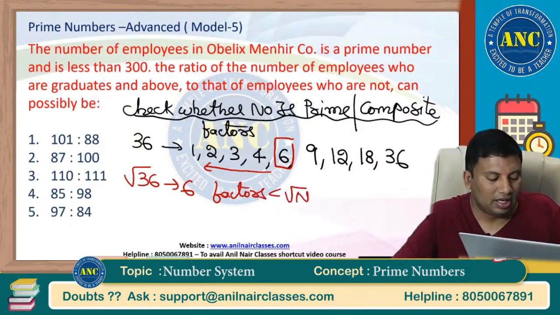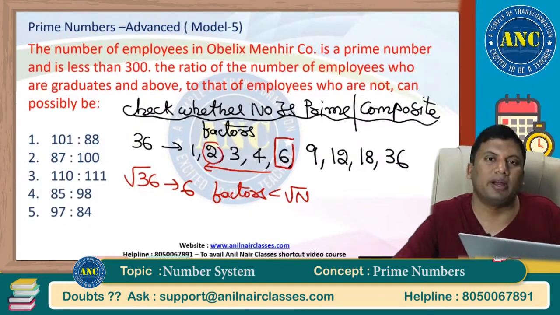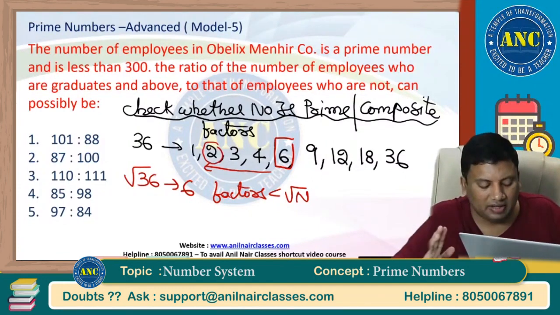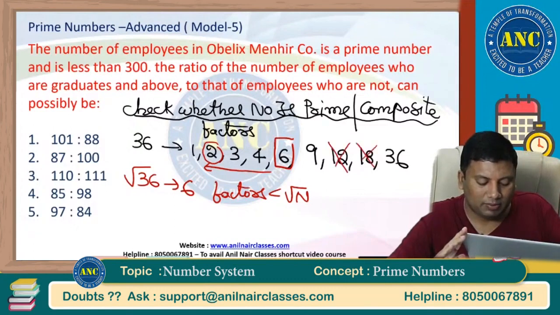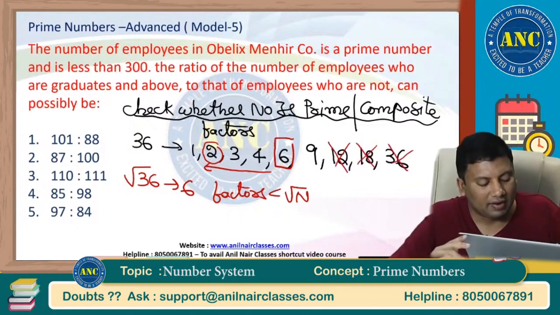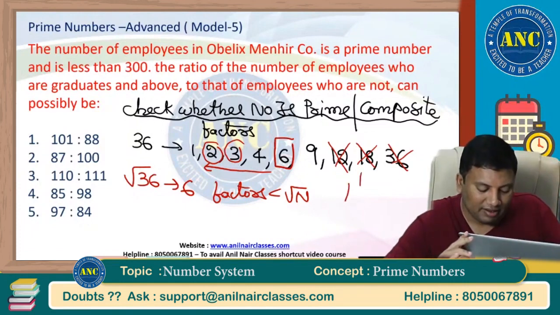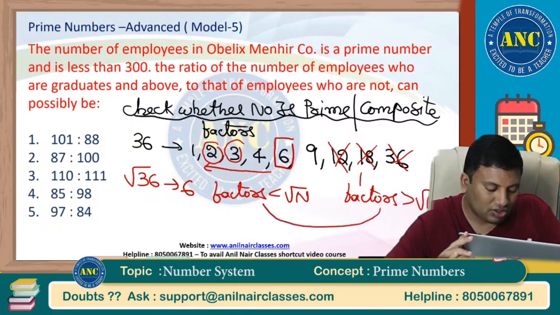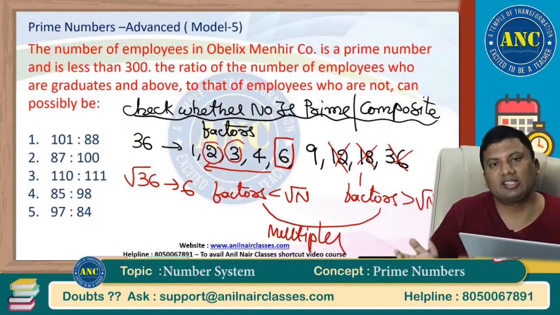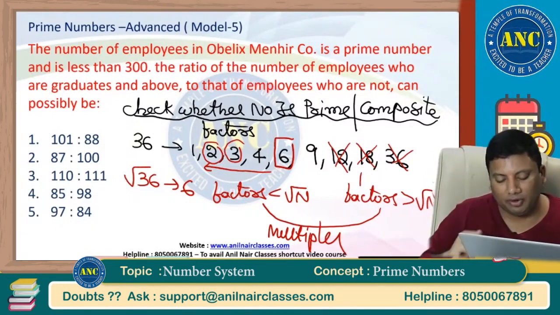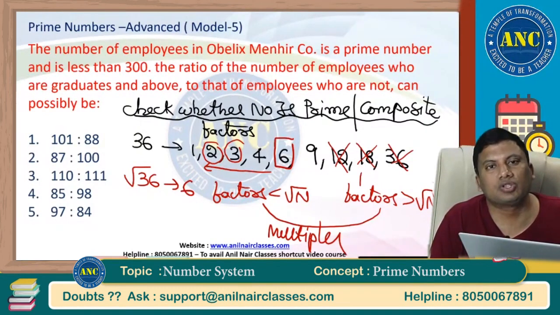Suppose 36 is not divisible by 2. Then it cannot be divisible by 12, 18, 36. Or if 36 is not divisible by 3, it cannot be divisible by any number which is a multiple of 3. Can I say the factors greater than the root are actually multiples of factors less than the root? Are you all with me? 9 is a multiple of 3. 12 is a multiple of 2 and 3. 18 is a multiple of 3 and 2. 36 is nothing but 2 square into 3 square.